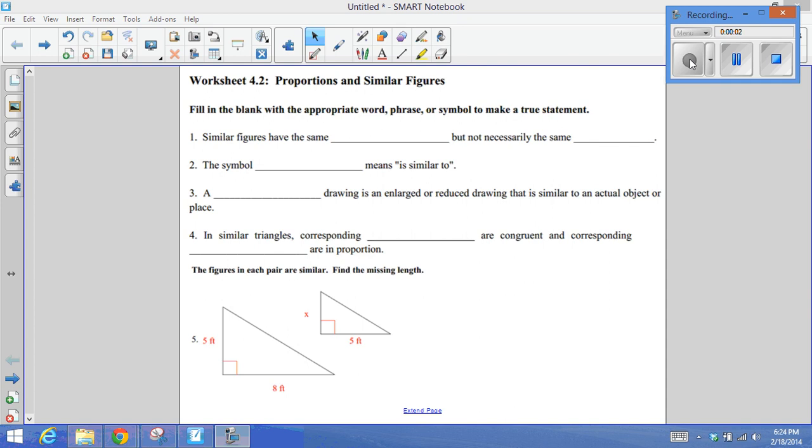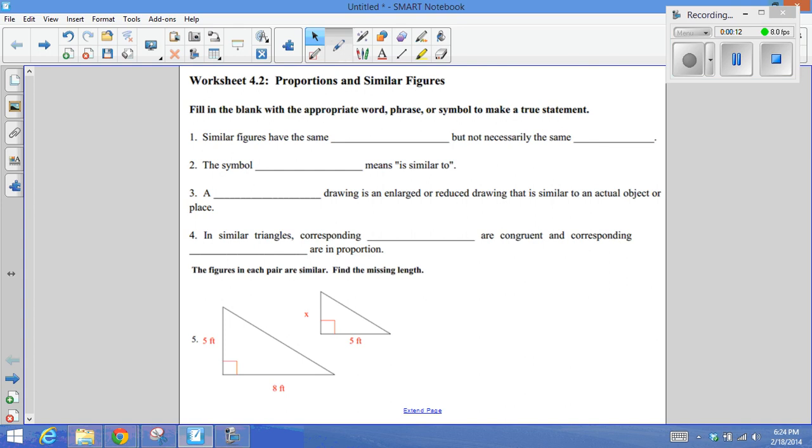All right, we are going to talk about similar figures today. And I have the worksheet here for you to fill out as I go through this, and we're going to fill in some words here first. So, similar figures have the same shape, okay, same shape, but not necessarily the same size.